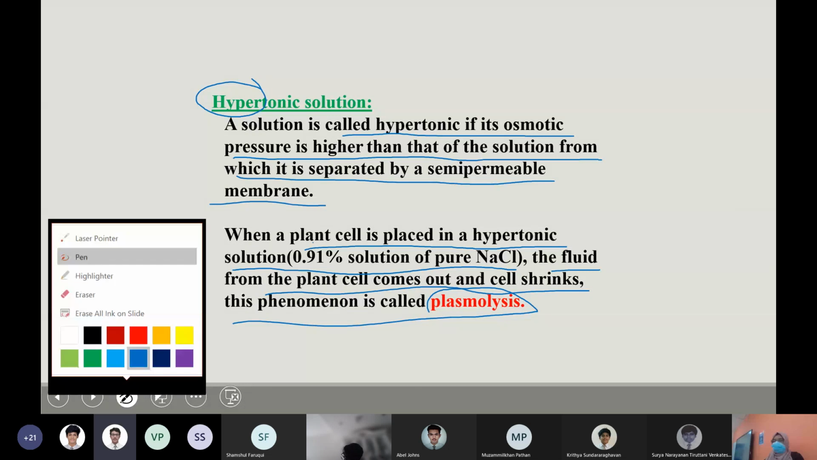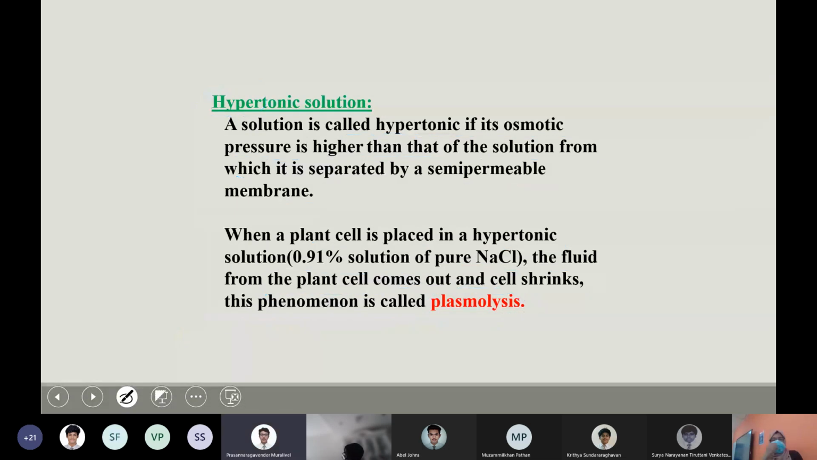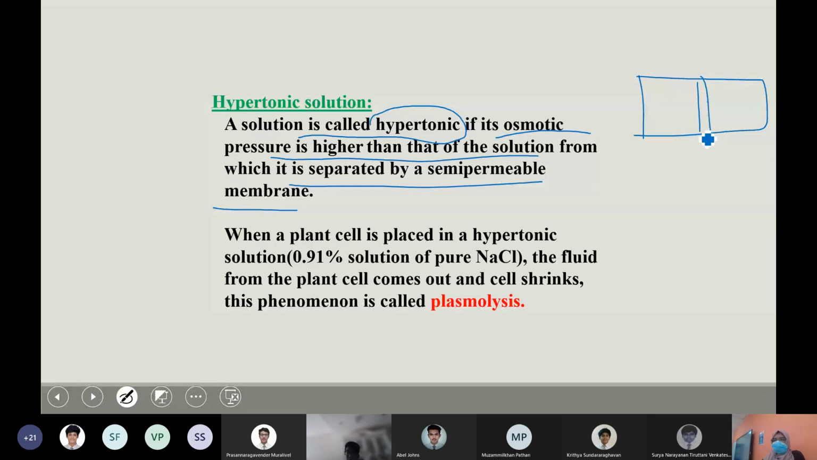Can you explain the definition again? Hypertonic: hyper means one of the solutions has more osmotic pressure than the other one. If you want to call a solution hypertonic, it means its osmotic pressure is higher than the solution from which it is separated by a semi-permeable membrane. That means you have two compartments separated by a semi-permeable membrane and you have two different solutions. One of the solutions will have a higher percentage, right? So it's hypertonic. So automatically the other one will be hypo.